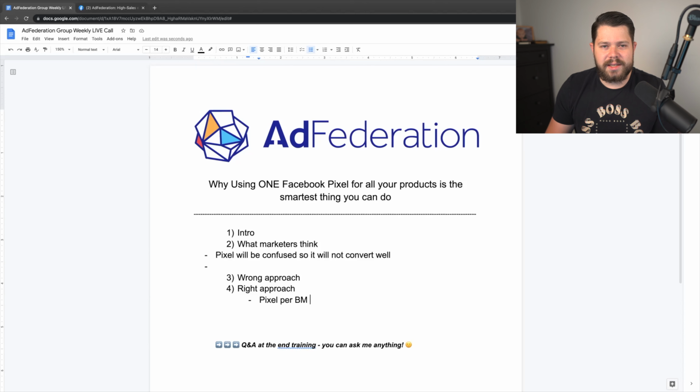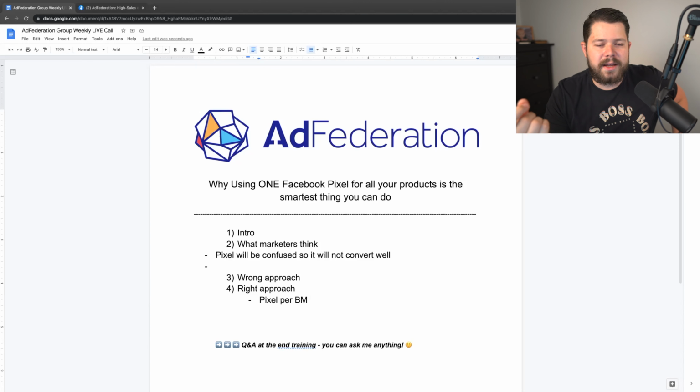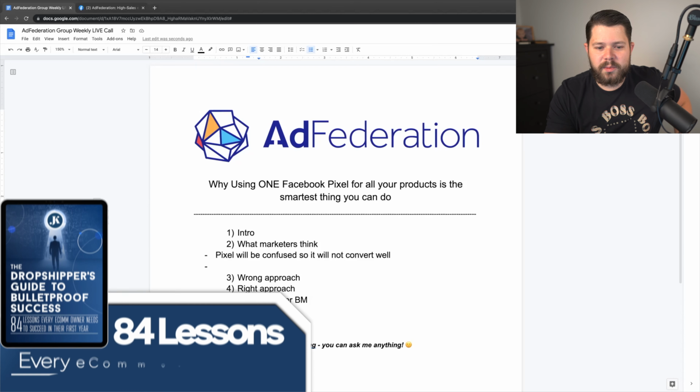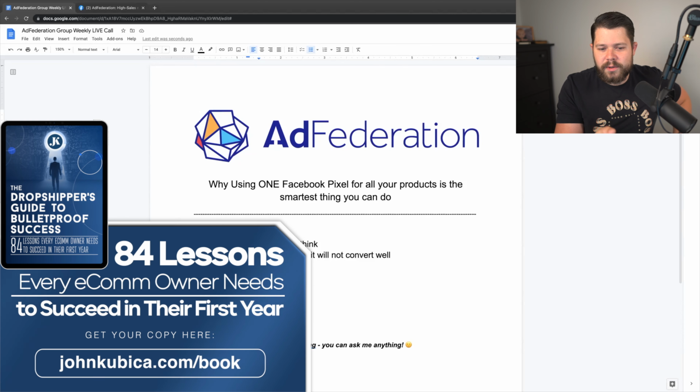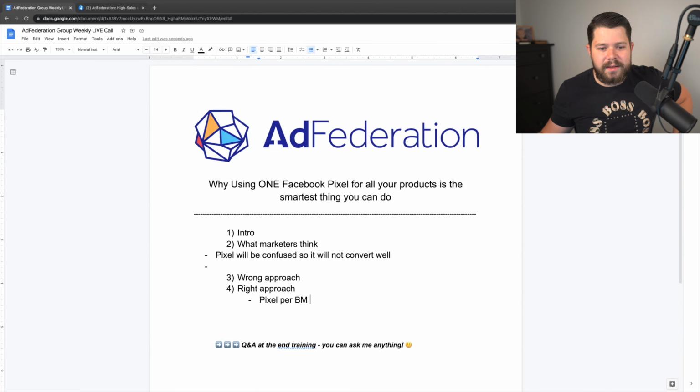It just doesn't make any sense why you would limit Facebook and give it less data. I mean, you pay for all of this data and you decide that it's a smart idea to just not give it to Facebook. That pixel and Facebook's algorithm is so smart that I just don't understand why people do it. So if you throw all data on it, it will exactly know how to work with the data, okay? I mean, just literally use one pixel per BM, okay?